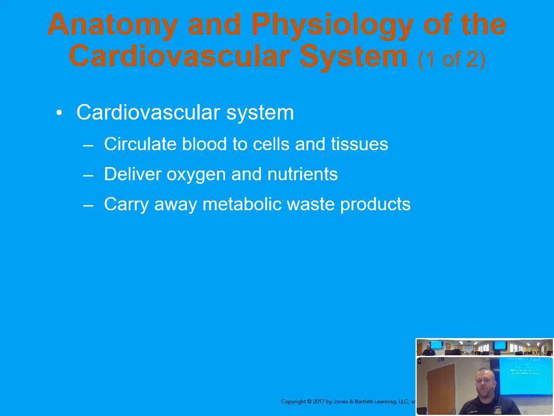Anatomy and physiology of the cardiovascular system. We're going to review how blood circulates through the cells and tissues of your body, why it's important to get oxygen and nutrients to those cells, and talk about the metabolic waste products, carbon dioxide.